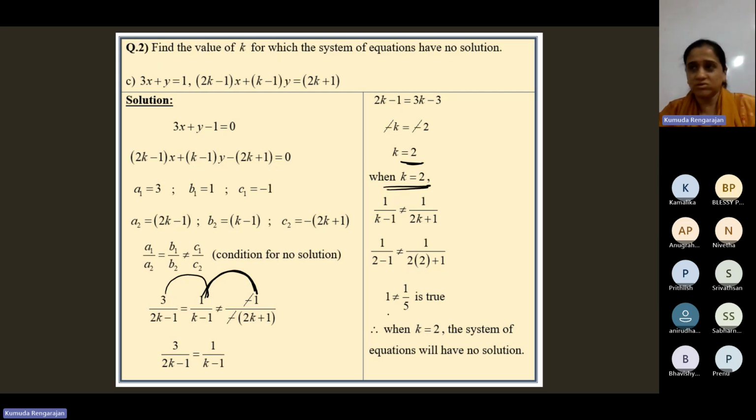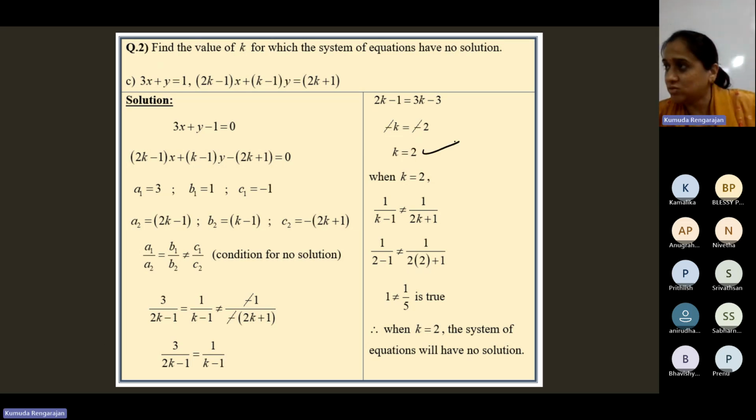That means B1 by B2 is not equal to C1 by C2. We have verified that. 1 is not equal to 1 by 5. Yeah, it's correct. So you can go ahead with this value of k. So when k is equal to 2, the system of equations will have no solution. Okay.